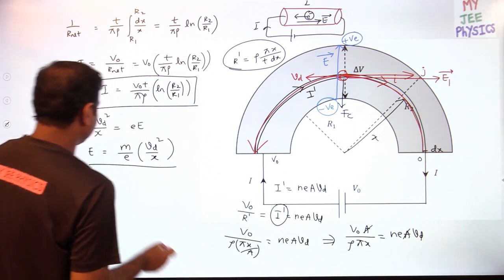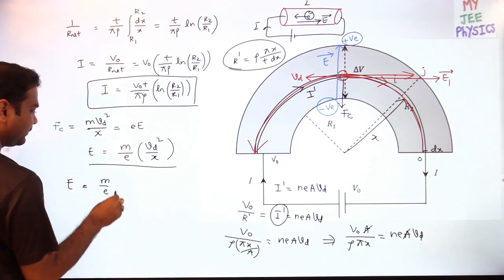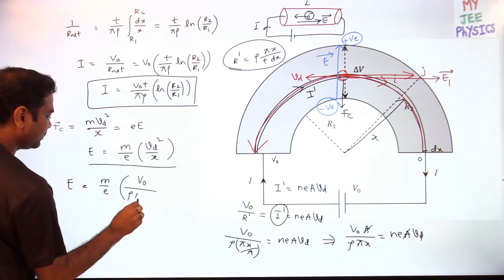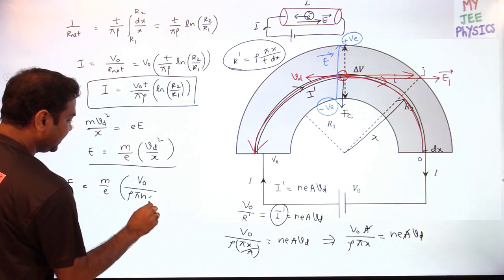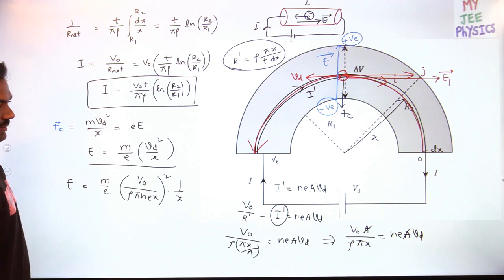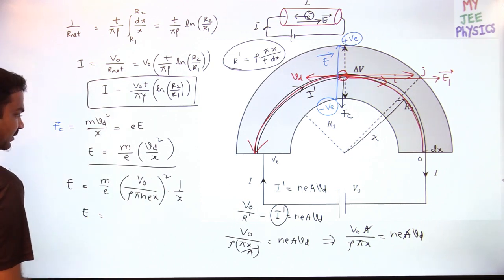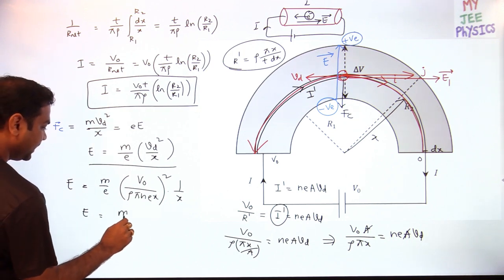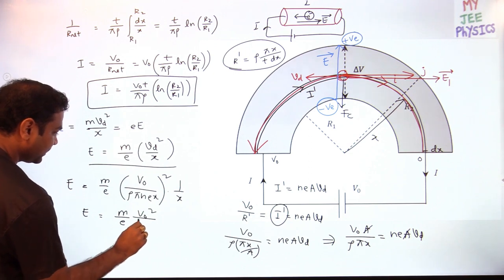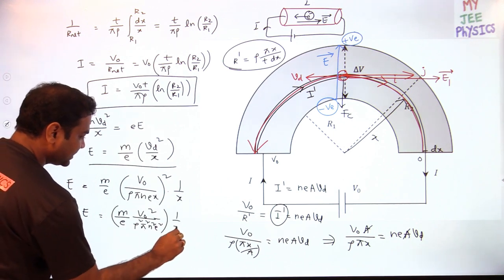Finally, what is the Vd value I'll get? Vd is V naught by rho into pi N e into x whole square into 1 by x. So this is what I got. Now what is the field value? Field value E is m by e, into V naught square by rho square pi square n square e square into 1 by x cube.